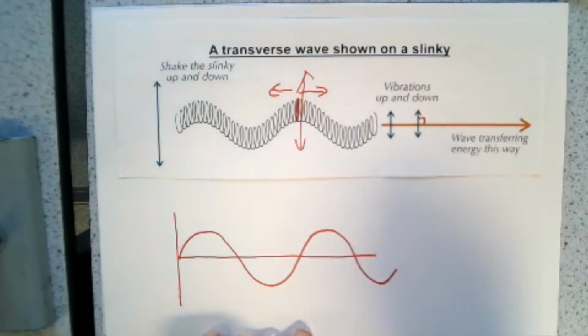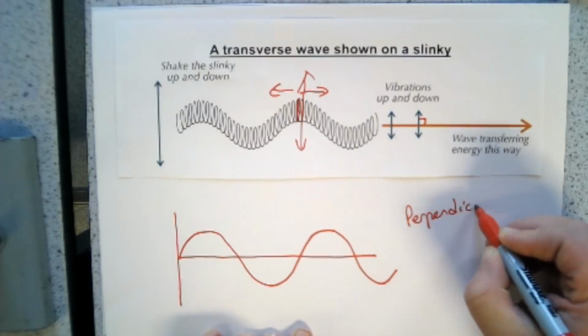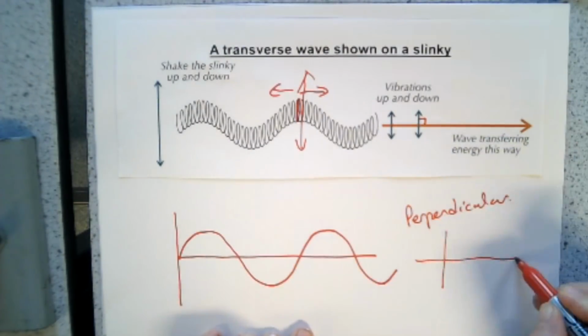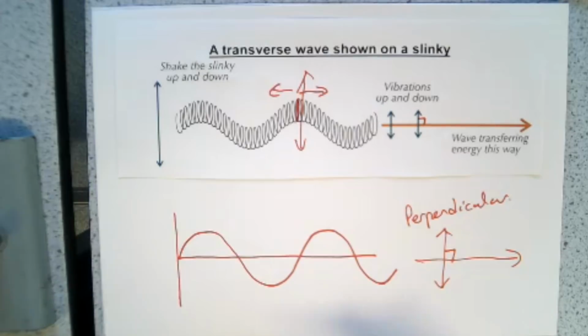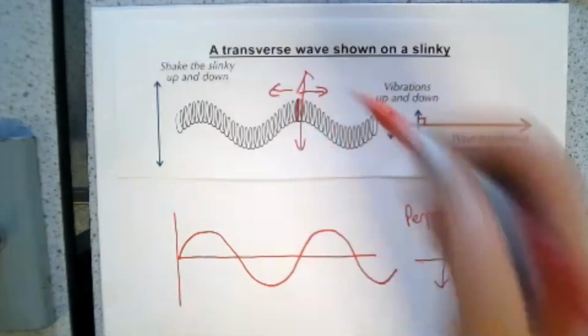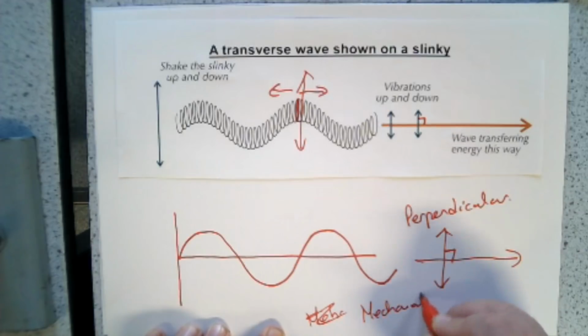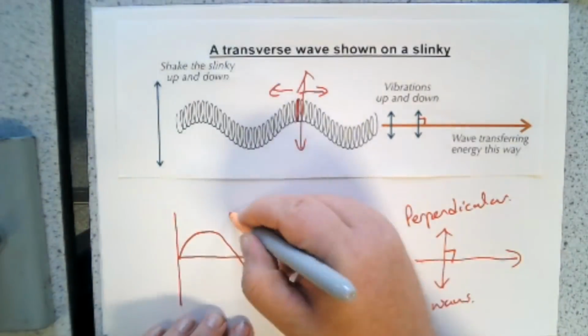So when we say it's perpendicular, I'm going to write that down, perpendicular, all right, so the vibrations are perpendicular or at right angles to the direction of energy transfer. And that's a key definition that you need to remember. Now, a transverse wave can also be what we call a mechanical wave. And one of the things that they could ask you is, give an example of a transverse wave. So good examples of transverse waves are water waves.